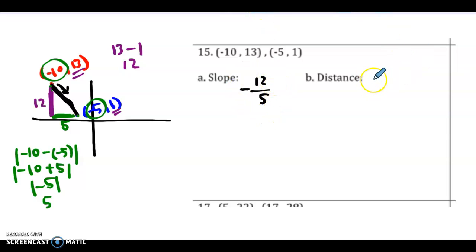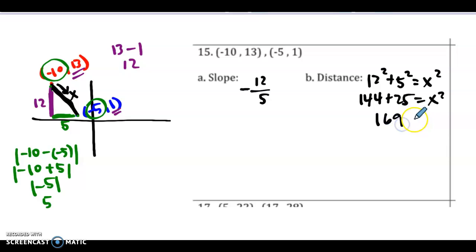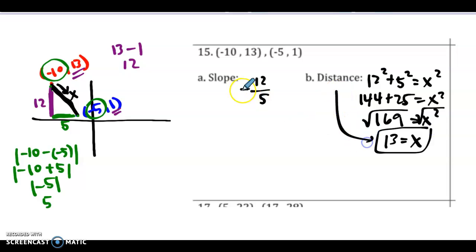Now the distance, you have to show your work. How did I find this distance, this length of this line? I use the Pythagorean theorem to do 12 squared plus 5 squared equals x squared. This is 144 plus 25. This becomes 169 as x squared. Square root both sides. X is going to be, it looks like a perfect answer this time. The distance is 13. The slope is -12 over 5.